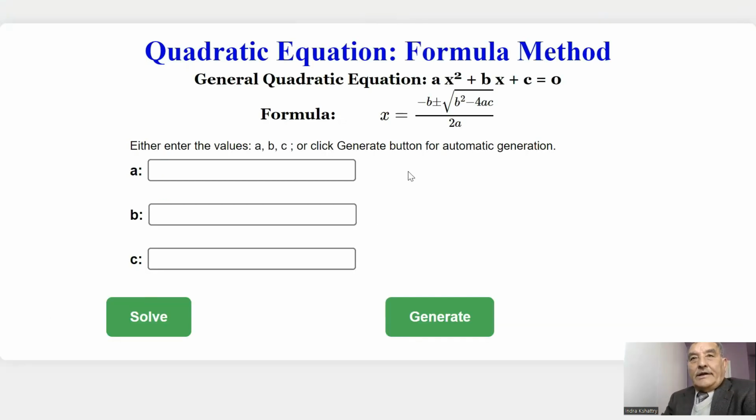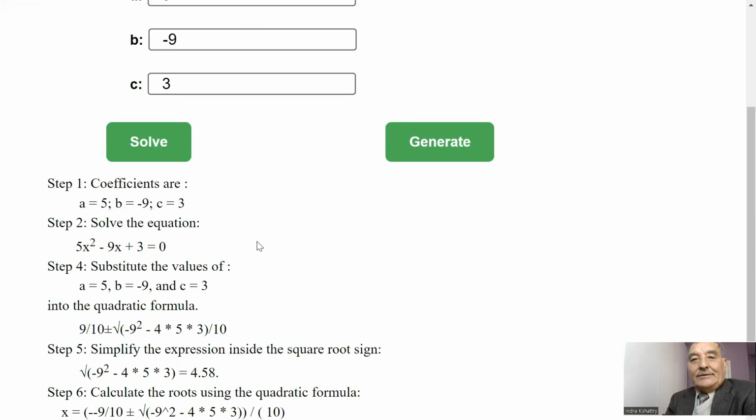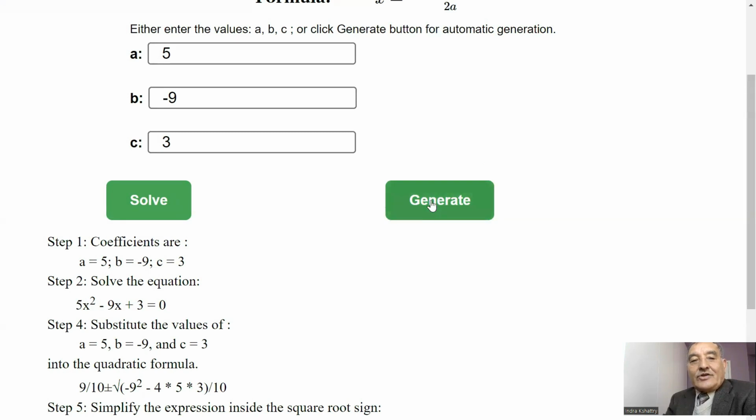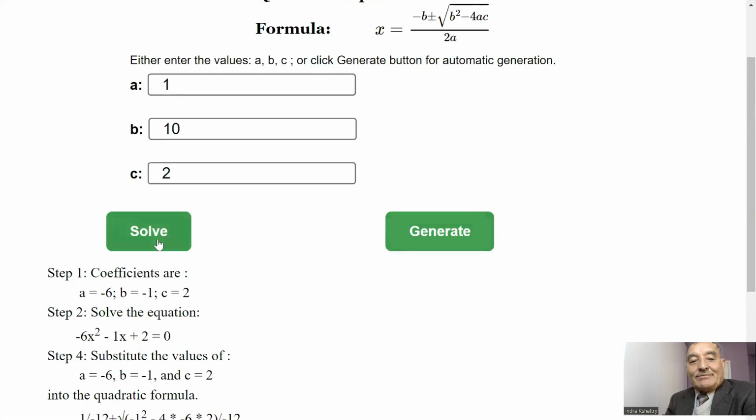On the other hand, if we don't have any specific problem and no idea of the coefficients, then we click this generate button. That automatically fills these input boxes, and we click the solve button. It prints the solution along with the detailed process. You can click this generate button and solve button as many times as you like to repeat this process.